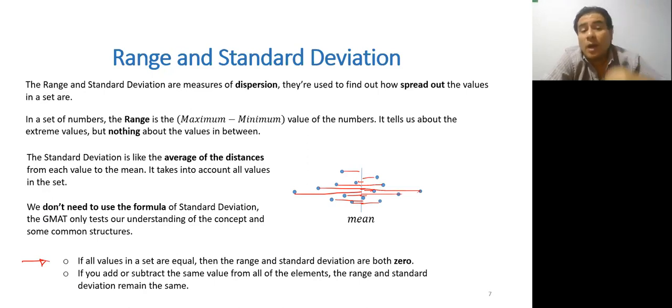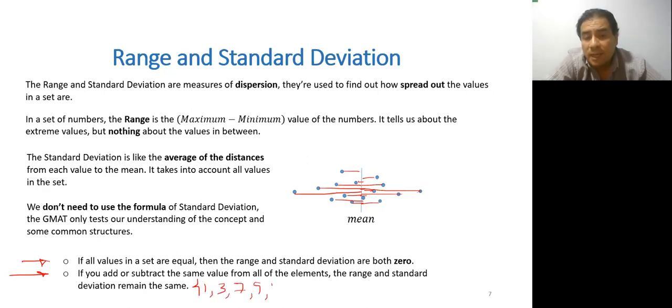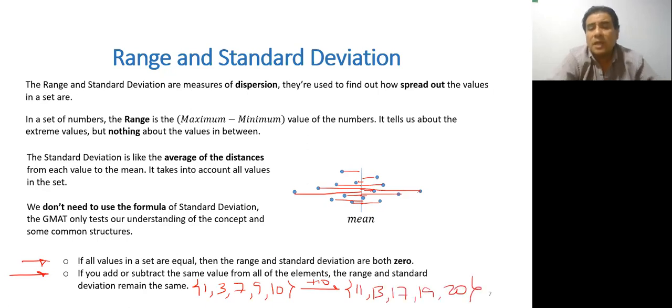On the other hand, if you add or subtract the same value from all of the elements, the range and standard deviation remain the same. For example, you have these values, 1, 3, 7, 9, and 10. And you add 10 to each of them. So you would have 11, 13, 17, 19, 20. These two sets have both the same range and the same standard deviation.